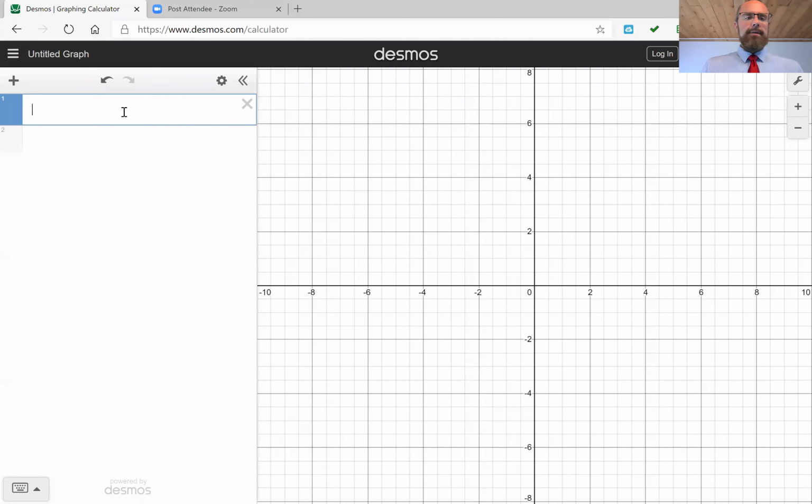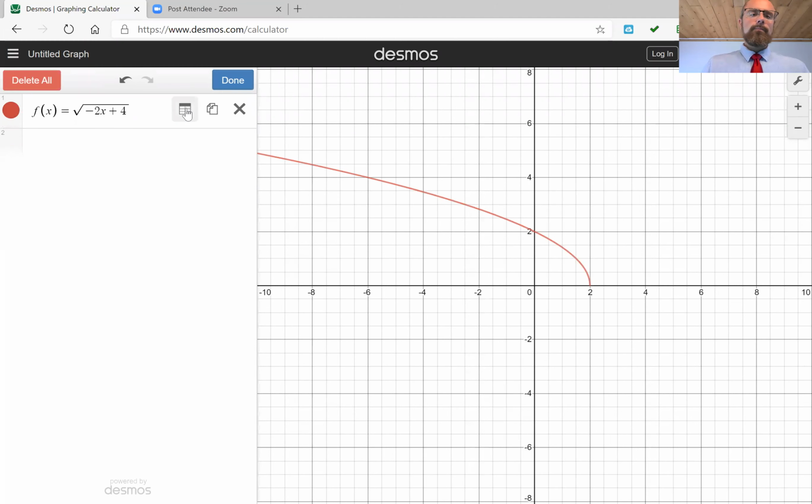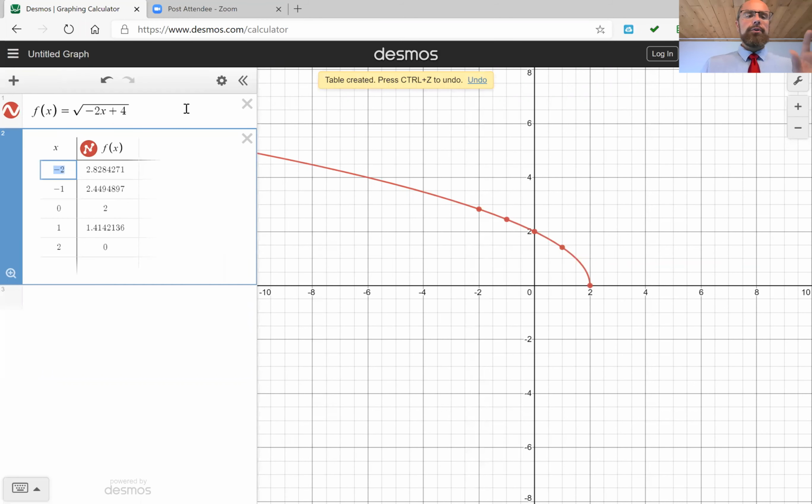So I'm going to type in that function, f of x equals square root of negative 2x plus 4. That gives you an idea about what the graph looks like. It opens to the left. It's got its vertex at 2, 0. We actually calculated that point. But I want a table. I said 0, 2. It's 2, 0. Sorry, guys. Convert to table. And those are the estimates.